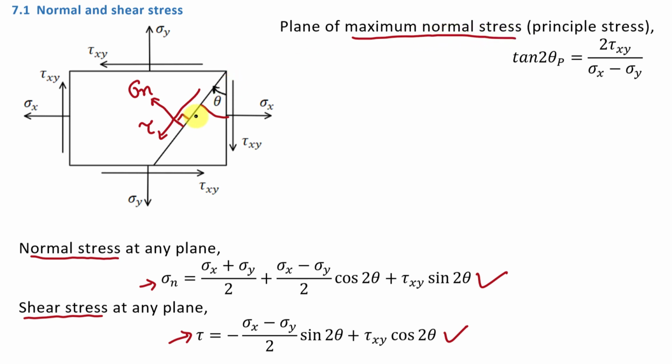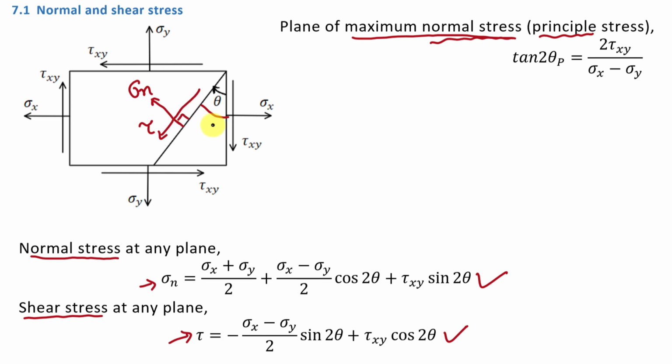And the plane on which there is maximum value of normal stress is called the plane of maximum normal stress, which is also called the plane of maximum principal stress. Remember that normal stress is also called principal stress. Fine? So we will get one plane on which there will be maximum value of normal stress.